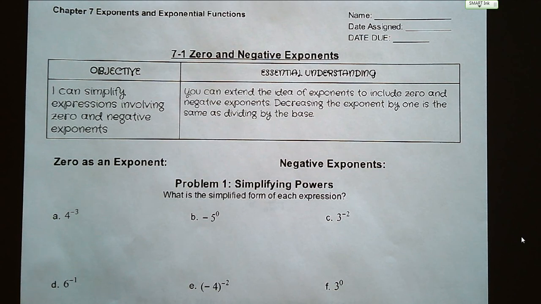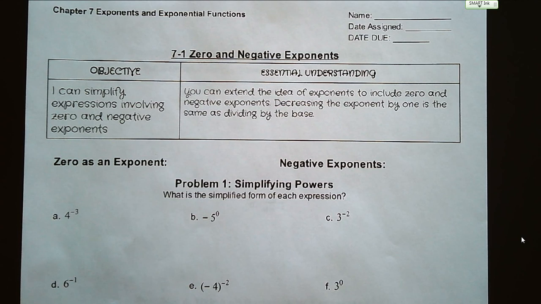We can extend the idea of exponents to include 0 and negative exponents because decreasing the exponent by 1 is the same as dividing by the base. For example, if we have 2, then 2 squared, then 2 to the third, then 2 to the fourth, we're multiplying by 2 every time. If we work backwards down our progression, we would be dividing by 2 every time. So when we got to an exponent of 0, we would divide by 2, and then we would continue to divide by 2 into the negatives.